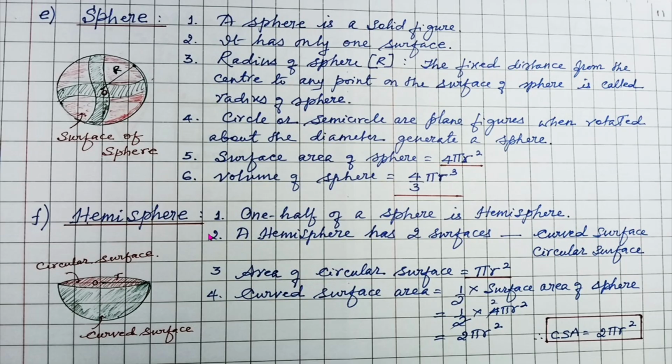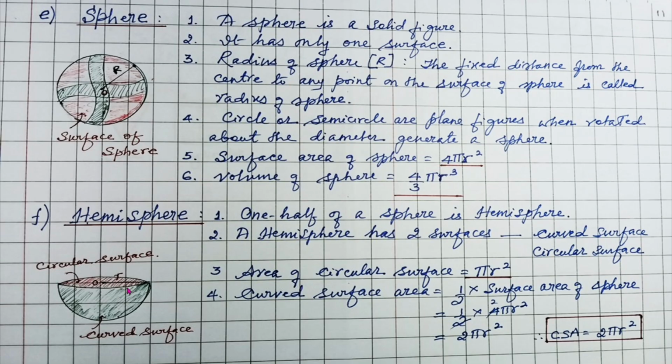Now a hemisphere is 1/2 of a sphere. That means if you cut the sphere into two parts, each part is a hemisphere. So we have a hemisphere here. But the only important difference here is a sphere has only one surface, whereas a hemisphere has two surfaces. It has a circular surface, which we can call the base of the hemisphere, and a curved surface. So there are two surfaces of a hemisphere. Therefore a hemisphere has two surfaces, that is curved surface and circular surface.